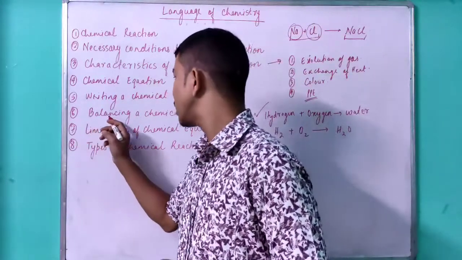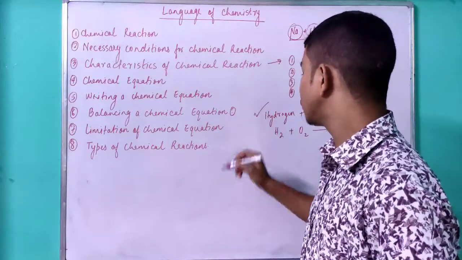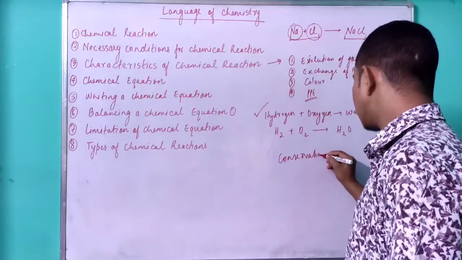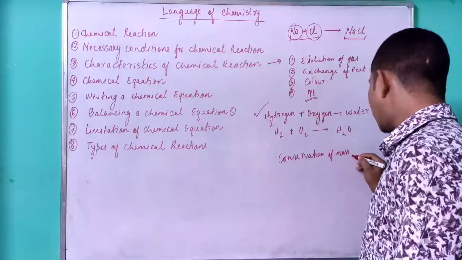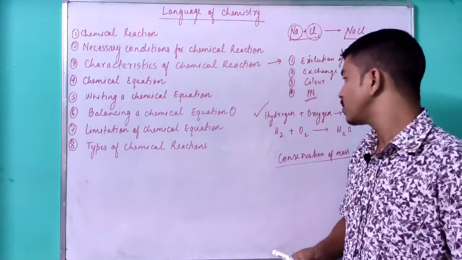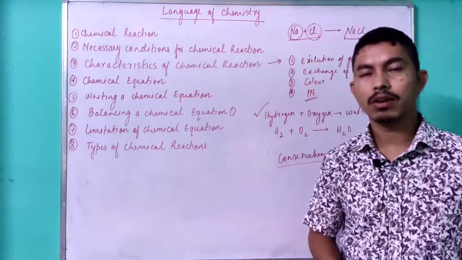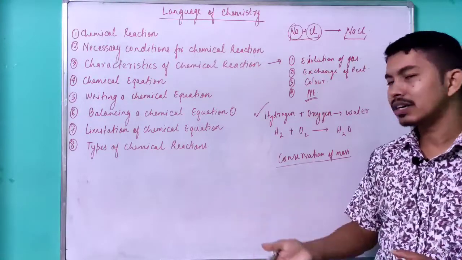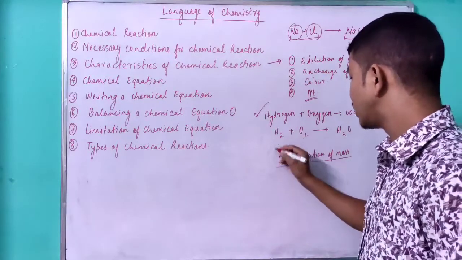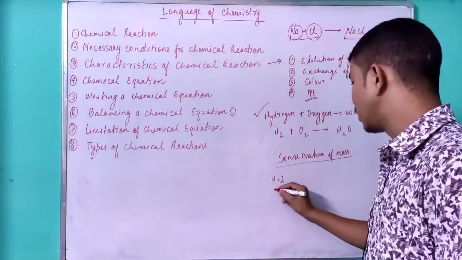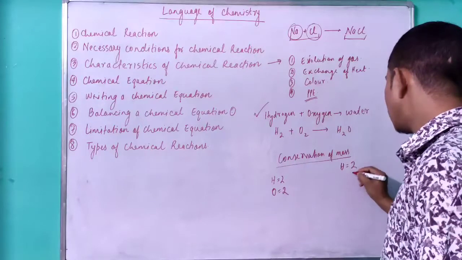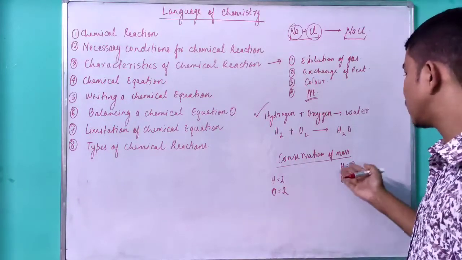Now coming to the sixth point, that is the balancing of the chemical equation. For this you must also know what is the conservation of mass. The conservation of mass tells us that mass can neither be created nor destroyed. So whenever we write a chemical equation, the number of atoms on both sides of the reaction, the reactant side and the product side, must be equal. Like if I consider this equation, on the left hand side I have 2 hydrogen and 2 oxygen, and on the right hand side the number of hydrogen is 2 and the number of oxygen is only 1, thus it is not balanced.